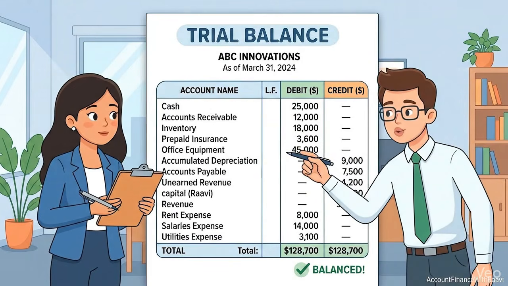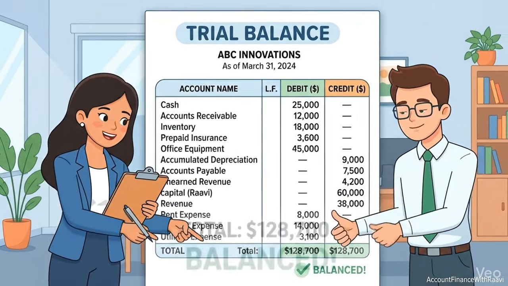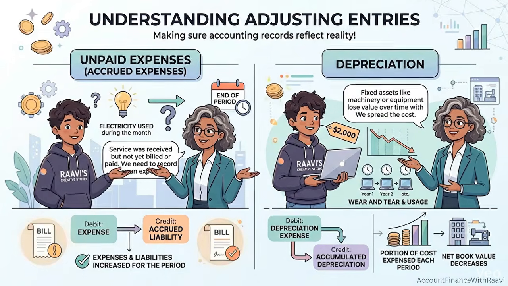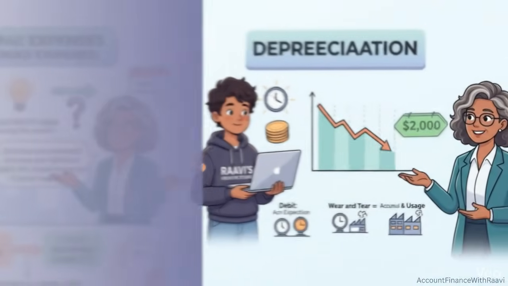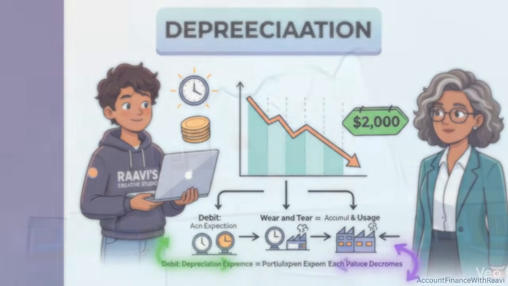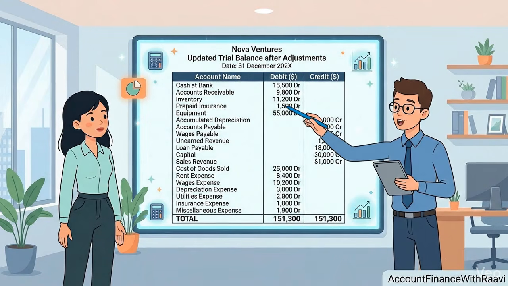Now we prepare a trial balance to check if all entries are recorded correctly. Adjustments are made for items like unpaid expenses or asset depreciation. After adjustments, we create an adjusted trial balance.